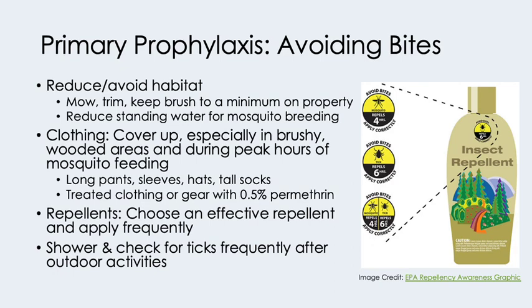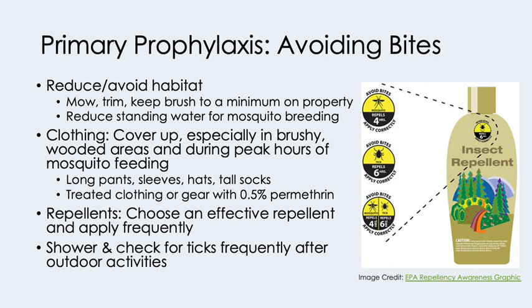So if people are out on property where they potentially have high grass, brush, and they're out walking around, mowing, trimming, keeping that brush to a minimum on the property is going to help reduce both mosquito and tick habitat. Also reducing standing water for mosquito breeding, whether that's a creek or overwatering in fields, or even potentially thinking about bird baths or other things that might hold standing water.